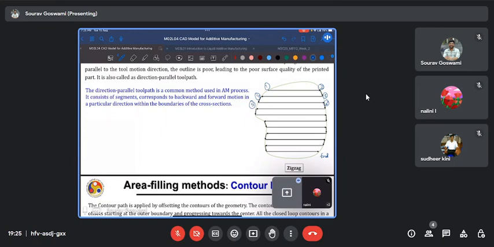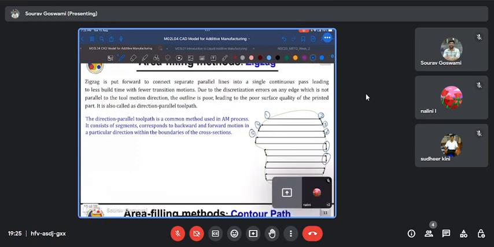Now the disadvantage of this would be that the exterior contour would only be approximated by straight lines. However, by adjusting the step over size of this toolpath, even this error might be minimized, but it is still a valid consideration. This zigzag pattern, sometimes also called a bilinear pattern, is very commonly used, and it is a common method in AM. It consists of segments in both forward and backward motions, and also within the boundaries of the cross section and along the boundaries.